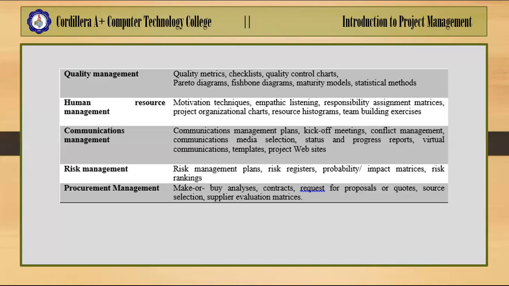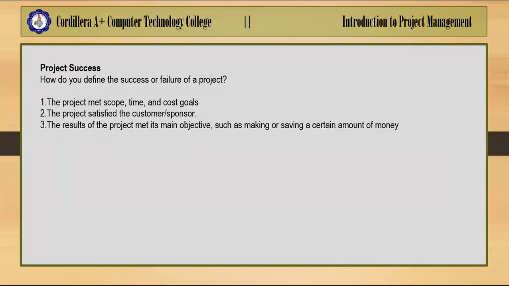Okay, so these are the knowledge areas, or the common project management tools and techniques by knowledge area. Okay, so yan. So project success. Alright, so a project success. So how do you define the success or failure of a project? So paano mo masasabi na successful yung project mo, di ba? Or nag-failed ka dun sa project mo. So yun nga sabi ko, there are several ways para ma-define yung project success.